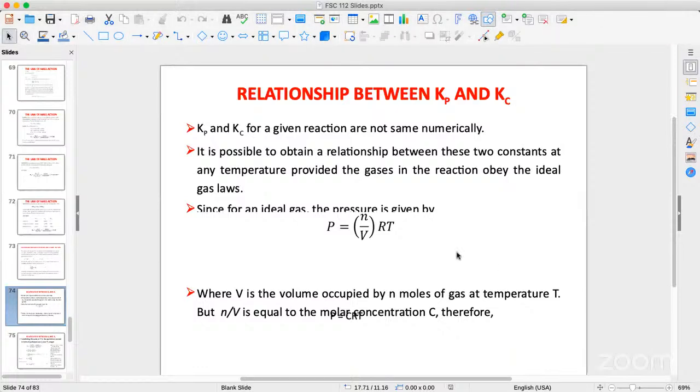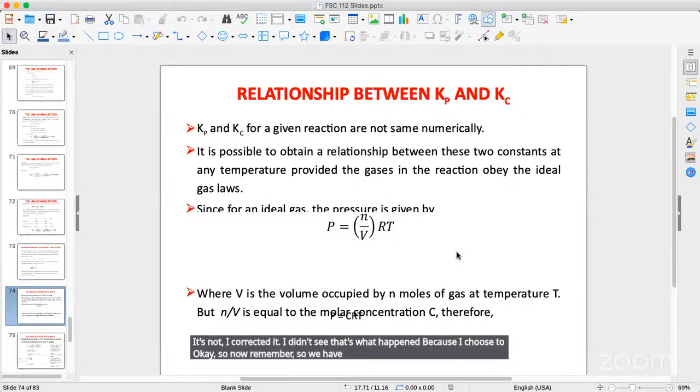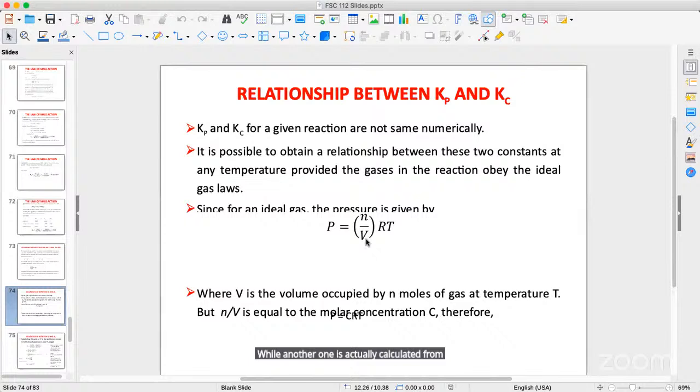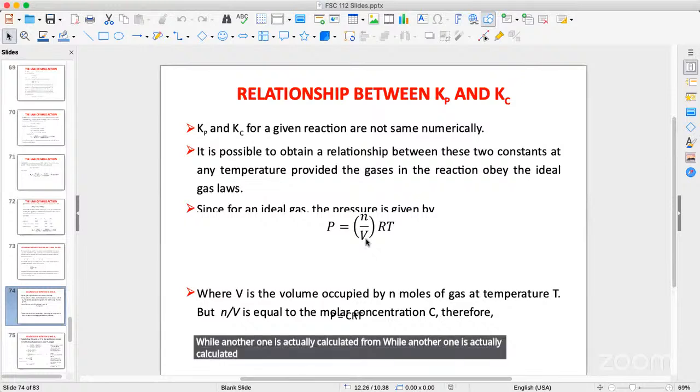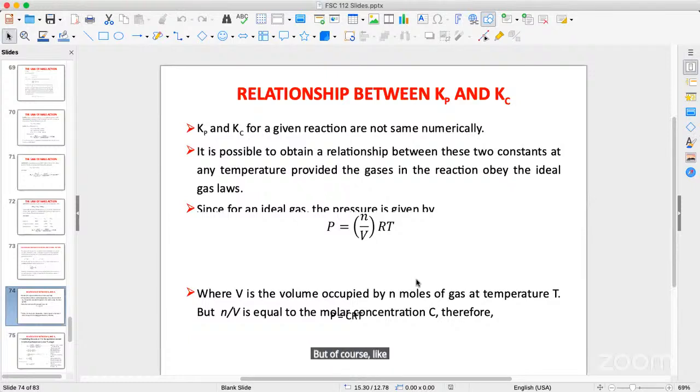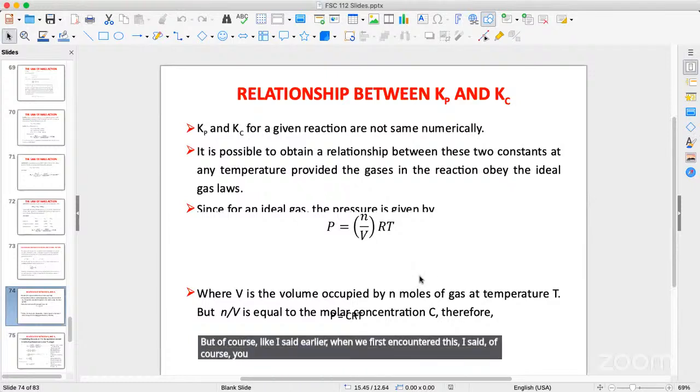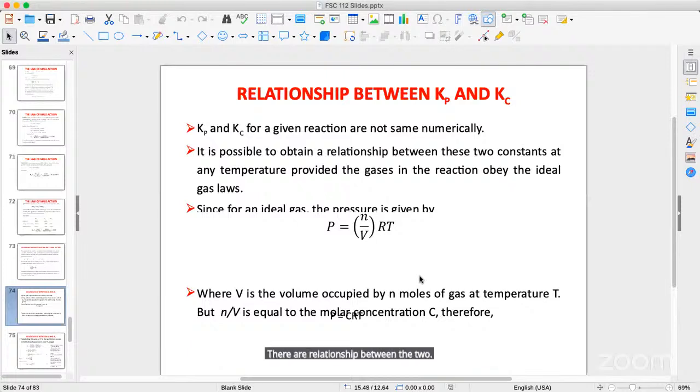Okay, so now remember, we have two kinds of equilibrium constants. One that is pressure determined, calculated from pressure parameters, while the other is calculated from concentration parameters. But of course, like I said earlier when we first encountered this, there are relationships between the two, at any temperature, provided the gases in the reaction obey the ideal gas law.